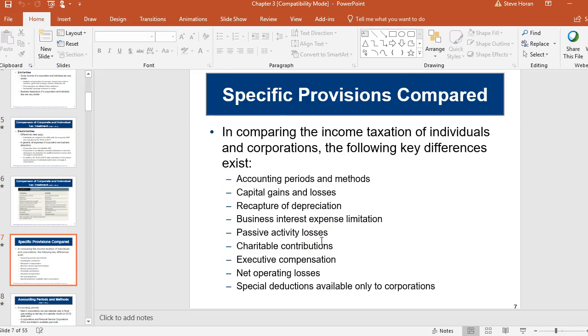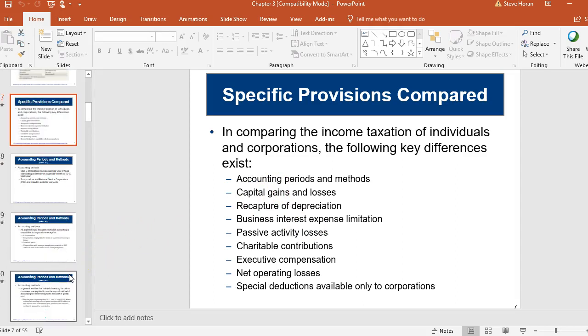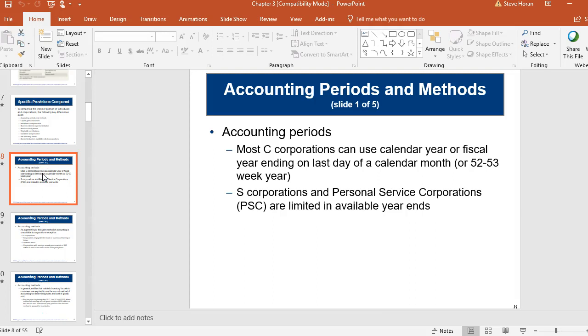Okay, some specific provisions comparing the income tax of individuals and corporations. The following key differences exist. You can see it might be what the accounting period is. Obviously for individual taxpayers, it's a calendar year. For businesses, it can be different. How capital gains and losses are treated is different. Depreciation, interest expense limitations, passive losses, charitable contributions, executive compensation, net operating losses, and special deductions that are only available to corporations. So those are the key differences right there. They're going to walk us through a little bit about each one. So this kind of starts roughly on page 4 of your chapter. They'll just kind of walk us through each of those specific differences.